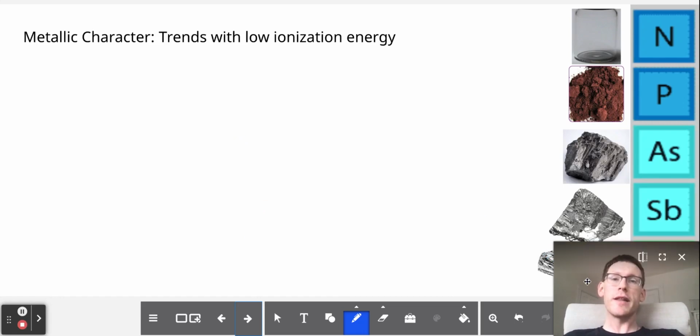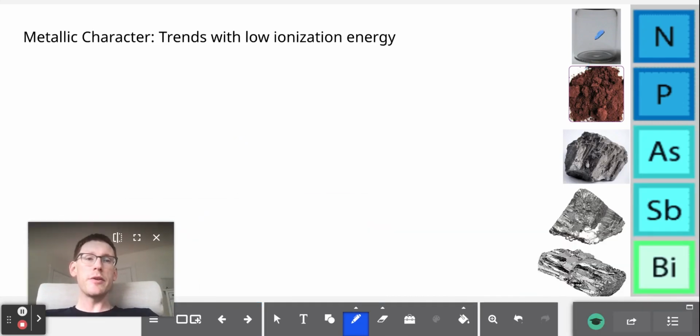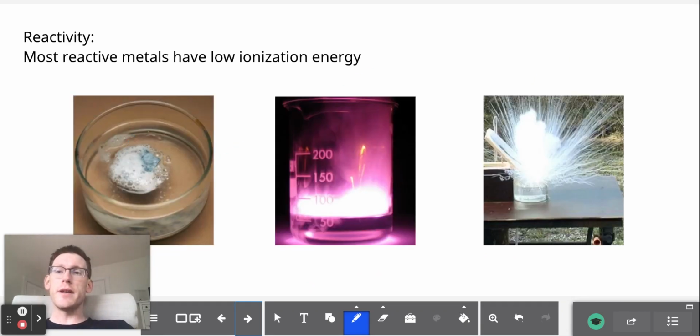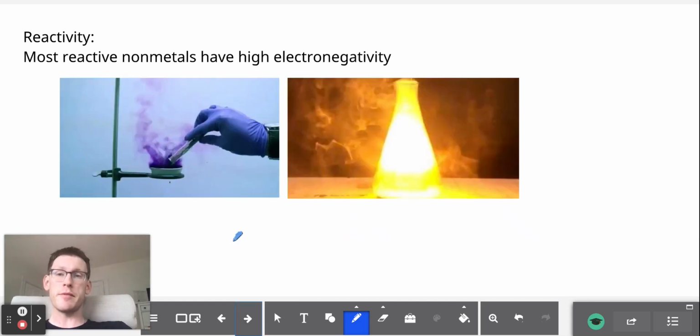Continuing on, we have metallic character. Metallic character trends with low ionization energy. As we look to group 5, we know that nitrogen and phosphorus are nonmetals. Arsenic and antimony are metalloids, and bismuth is a metal. And just looking at the samples, they look a little bit more metallic as you go further down, and certainly they have, in general, more metallic properties. Moving on to reactivity. The most reactive metals are those that have a low ionization energy. Lithium has a higher ionization energy than does potassium, and that's why it only bubbles when it reacts with water. Potassium explodes, and rubidium and cesium make an even bigger explosion.